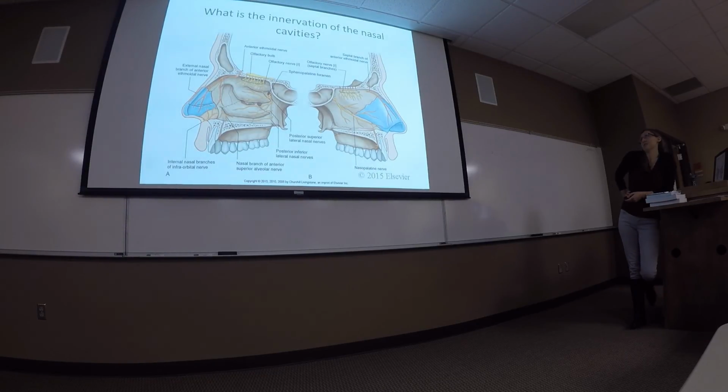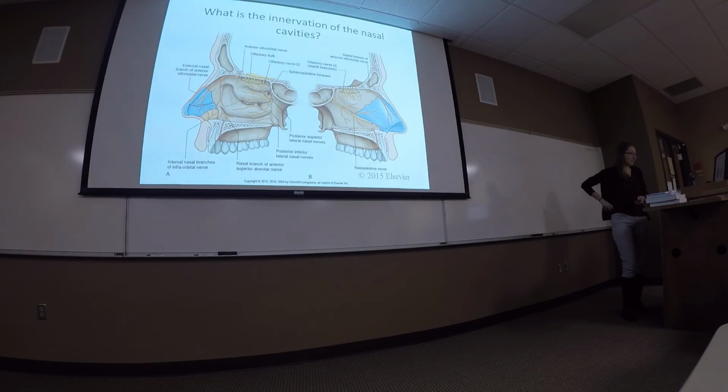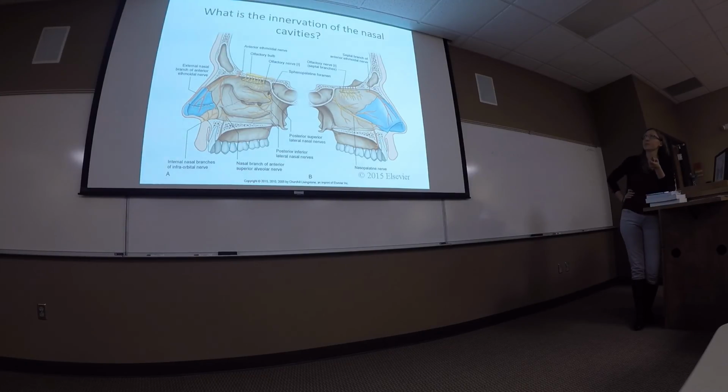And then finally, it affects the nervous innervation. So sensory innervation is through the ophthalmic nerve for the anterior ethmoid nerve. So anterior ethmoid nerve here, branch off the ophthalmic. The posterior lateral nasal nerves and the nasal palatine nerve are branches off of the maxillary nerve. So the nasal palatine and the posterior lateral nasal nerves, both inferior and superior, are branches of the maxillary nerve. Anterior ethmoid nerve is a branch of the ophthalmic.